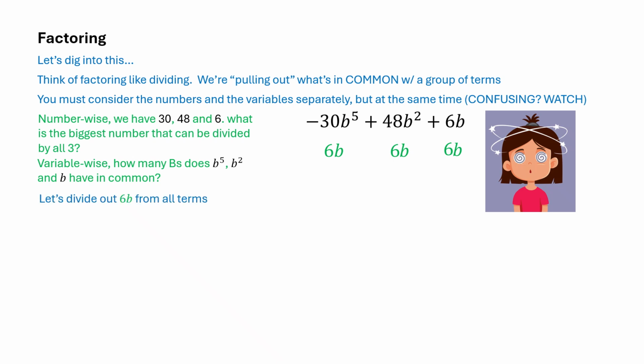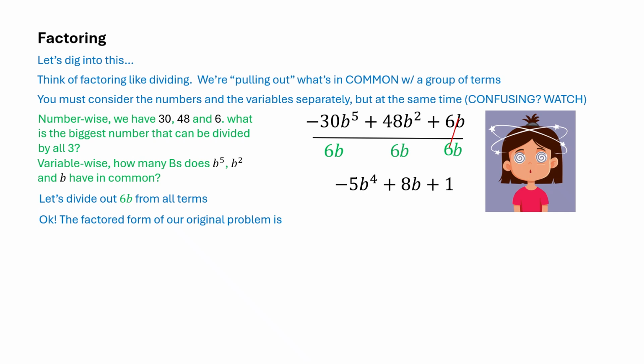We're going to go ahead and divide it out. There's my division line. Take each section one at a time. So -30 divided by 6 is -5b to the 4th. 48 divided by 6 is 8 with just a b. And 6b and 6b are going to cancel, so that's just going to be a 1.